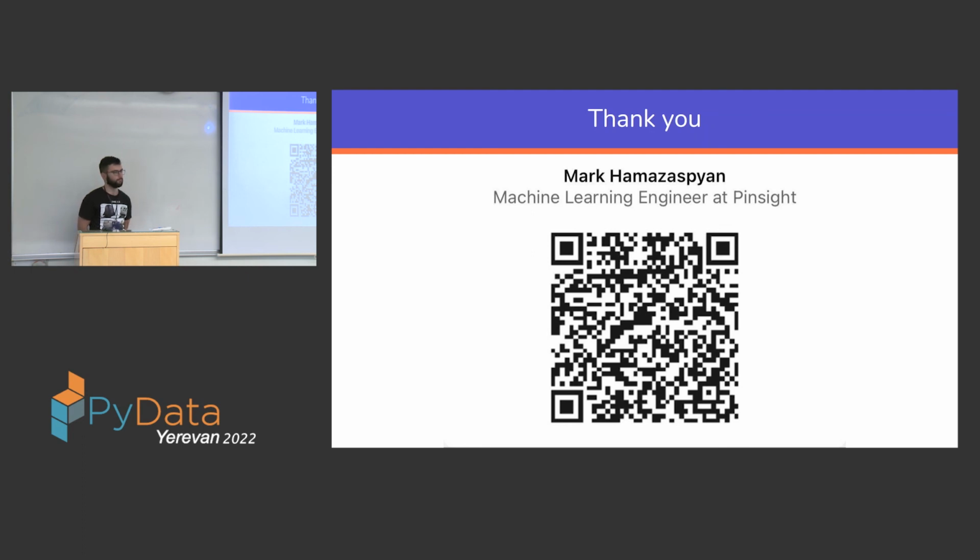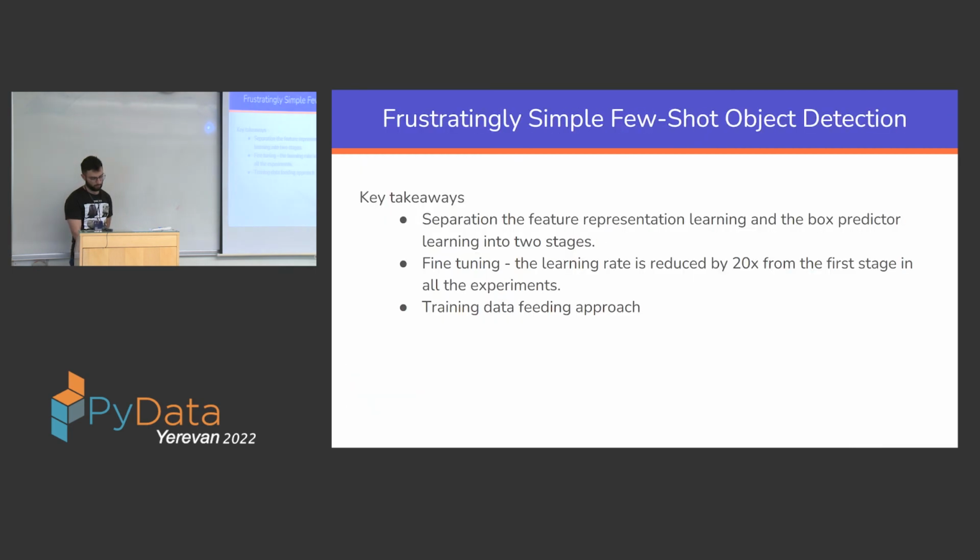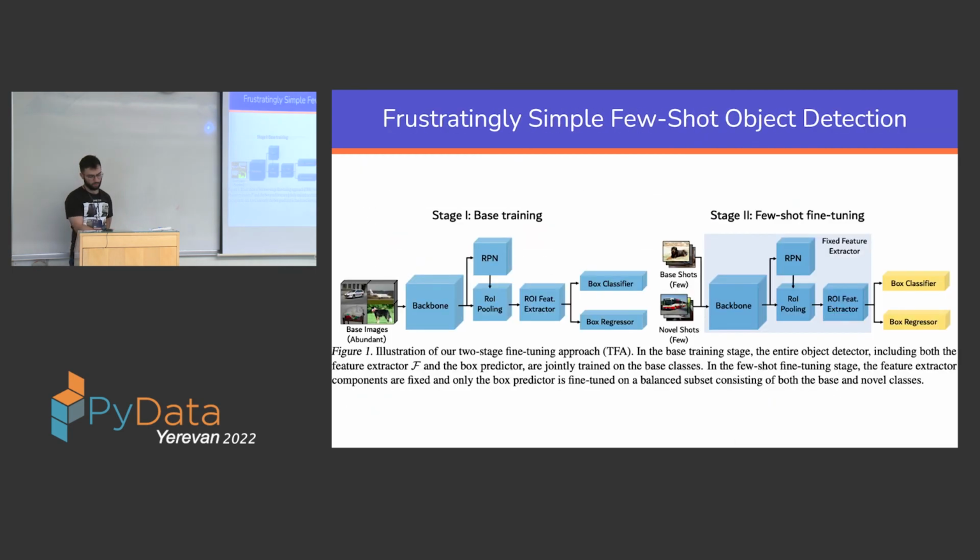Thank you for the presentation. I have a question about fine-tuning. What model do you use for fine-tuning? Okay, so for the object detection, Faster R-CNN is used both for base training and fine-tuning. And this first part of the Faster R-CNN is frozen for the fine-tuning stage. And the box detectors, classifier and regressor are randomly initialized and then fine-tuned.